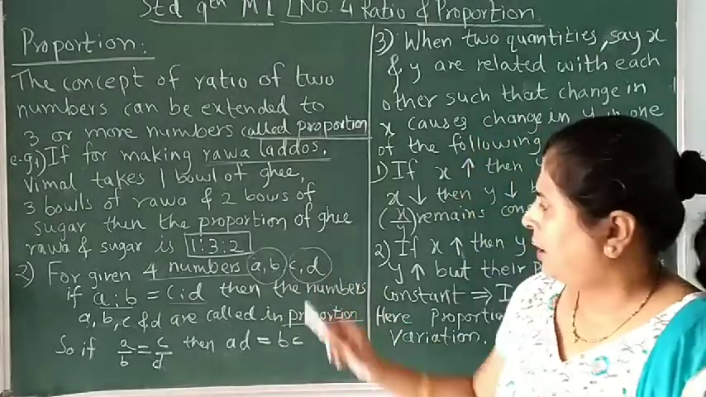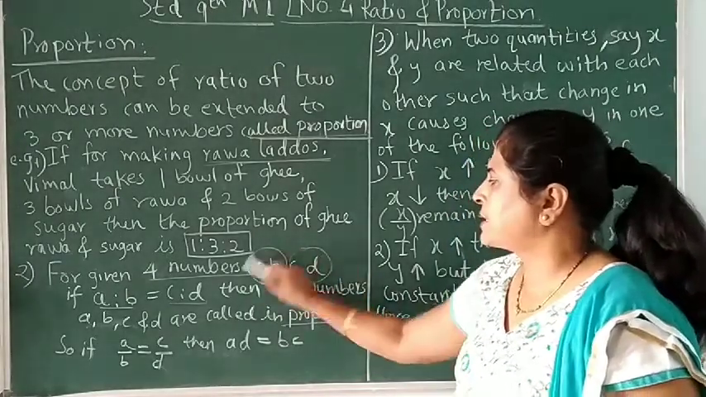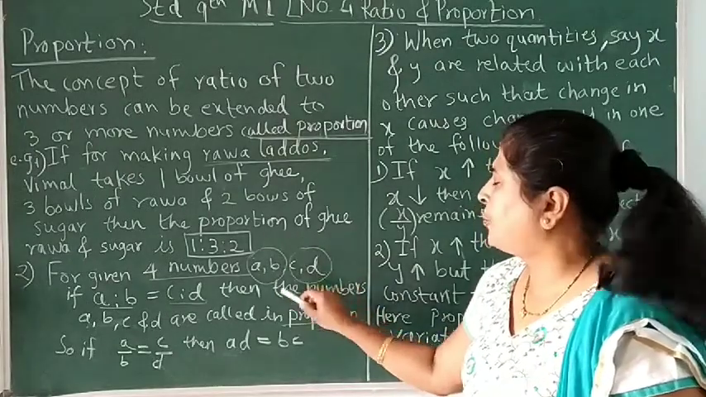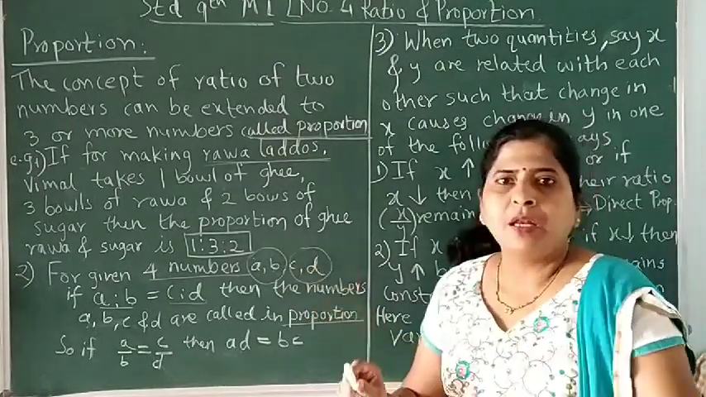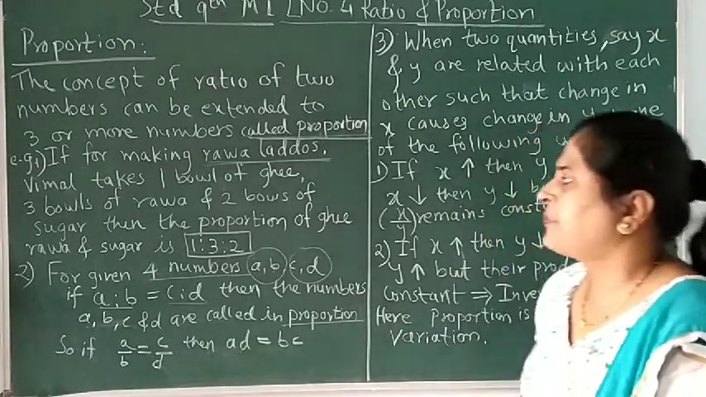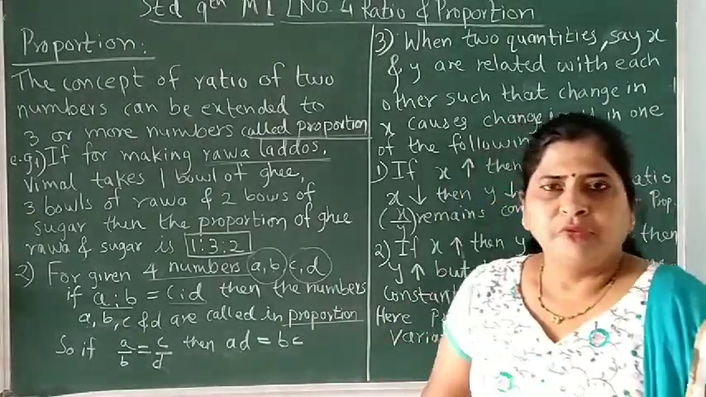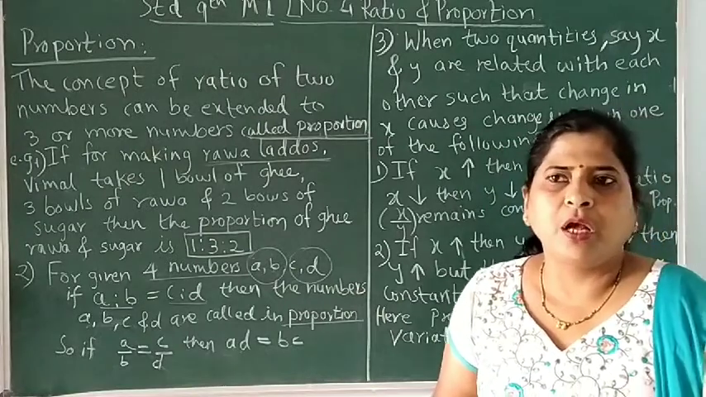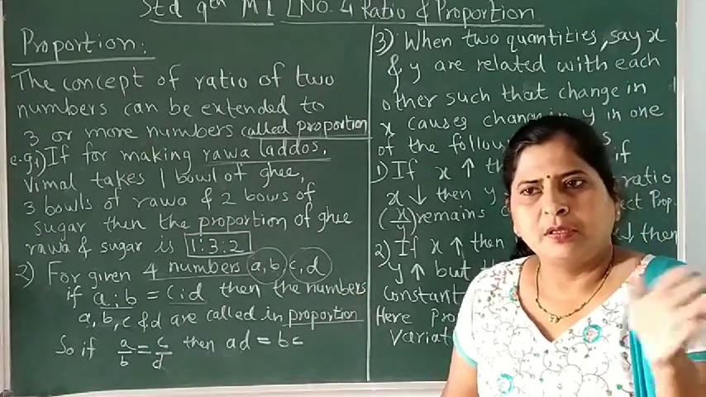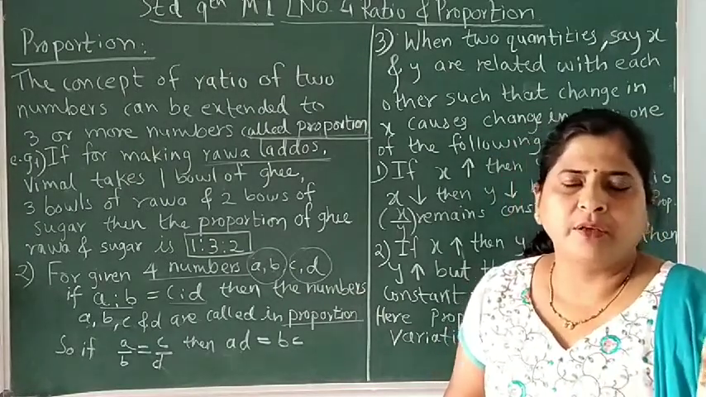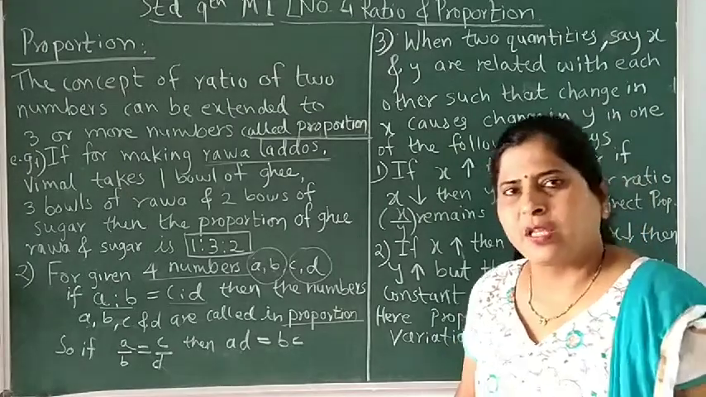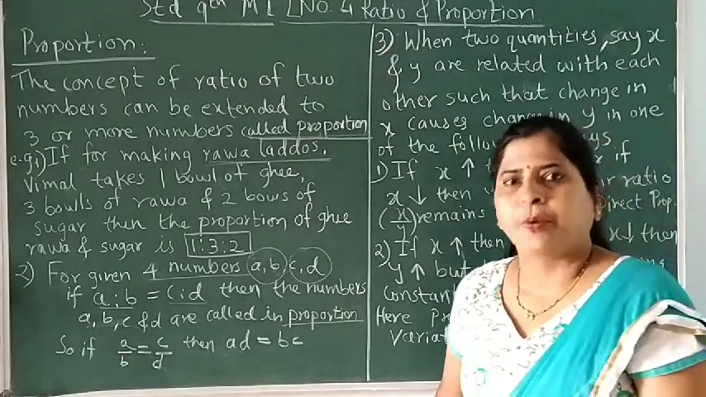fourth proportional. And A and D, as I told you, are the extreme proportion numbers in the proportion, and B and C, the middle ones, are called mean proportions. There is one more concept called continued proportion. We will study about it, but not now. After the practice set and 2-3 exercises after this, we are going to study continued proportion.